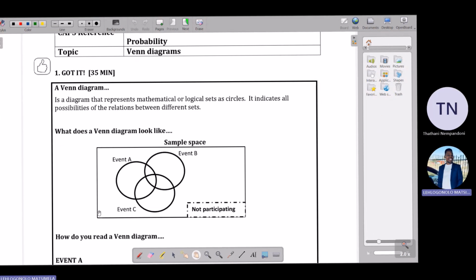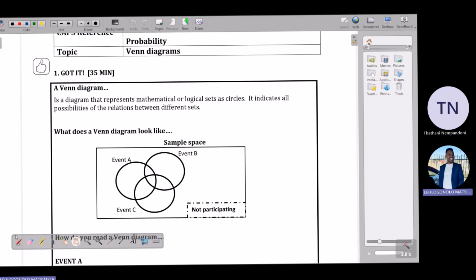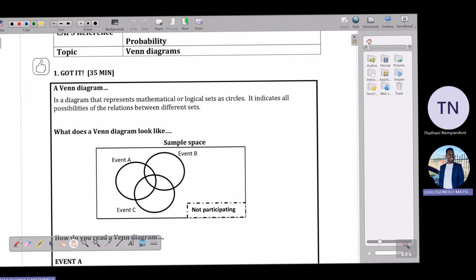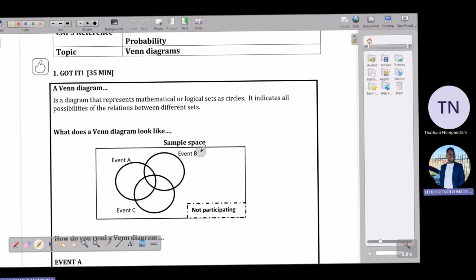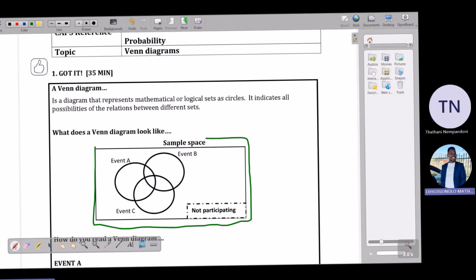And then here we are dealing with the Venn diagram. Now our Venn diagram is as follows. We are having the sample space. The sample space is made up of the big rectangular shape. The rectangular shape means all the events that are happening, they are happening inside.